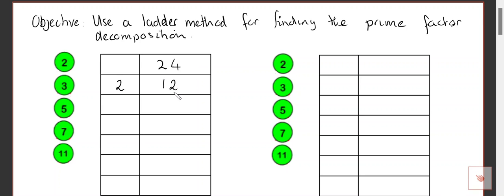I'm now going to look at it and say, right, I'm going to carry on my 2. Does 2 go into 12? Yeah. So I'm going to write another 2, and the answer is 6. Does 2 go into 6? Yes. Okay. And what was out? 3. Okay. What goes into 3? 2? No. 3? Okay, so I'm going to write a 3 and a 1. So as soon as I get the 1, I know I'm done.